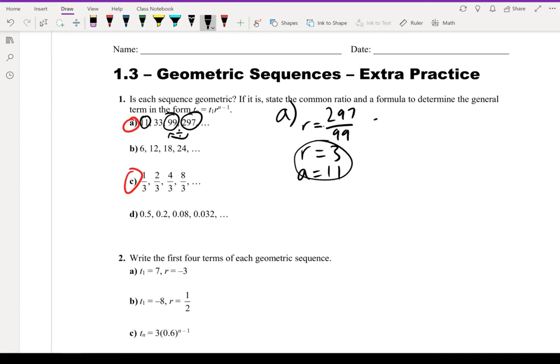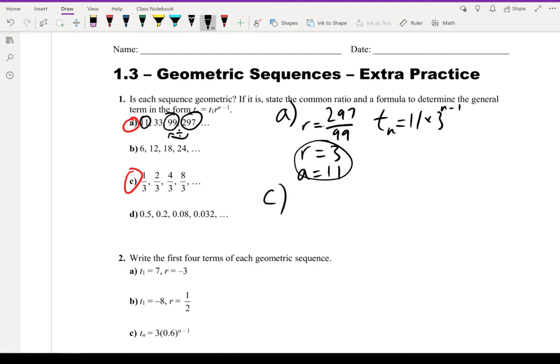T of n is equal to the first term 11 multiplied by r, which is 3, to the power of n minus 1. So I have my general formula here. This is A done. Now let's look at C.